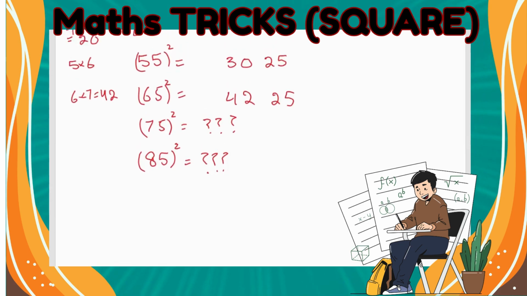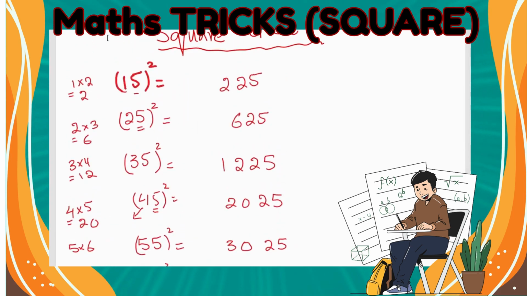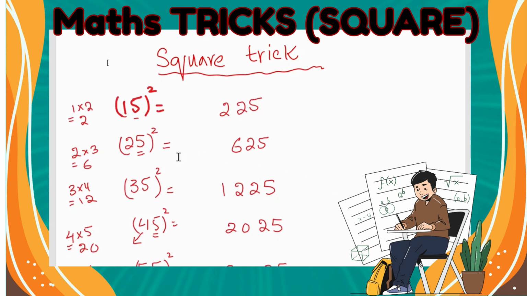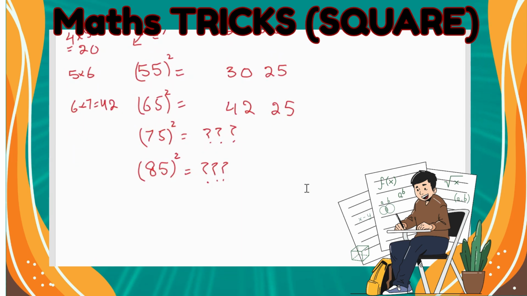Hello dear students, so far we have seen how to do the squares of numbers when we have 5 at the end. I showed you the trick. All of these numbers are ending with 5, right? But if the numbers are not ending with 5, what's the trick for those numbers?